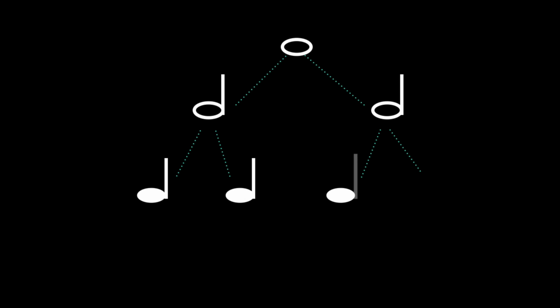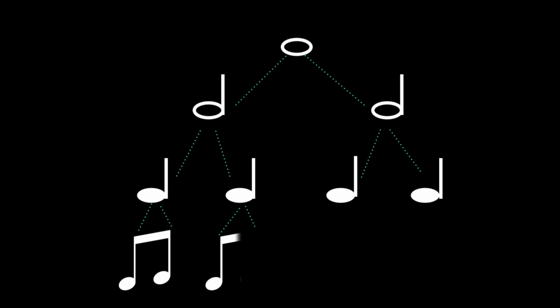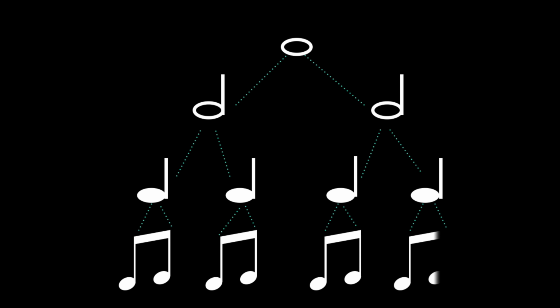So now we have 4 quarter notes. If we divide the quarter note in half, we get an eighth note. So now we have 8 eighth notes, which get half a beat each. We can keep going and going. If we divide an eighth note in half, we get a 16th note, and then a 32nd note, and then a 64th note, and so on.